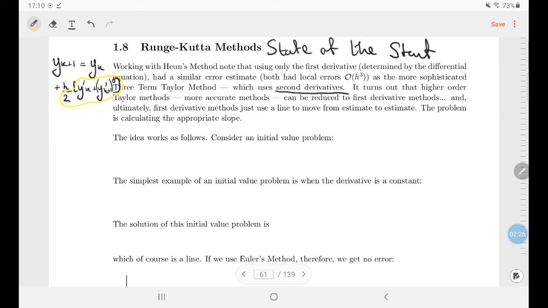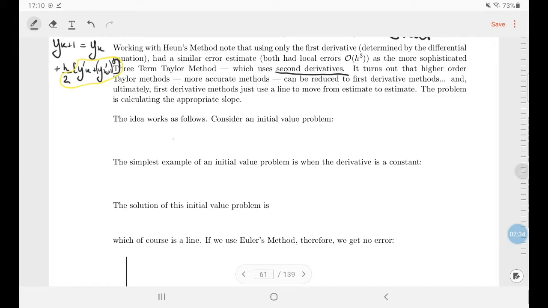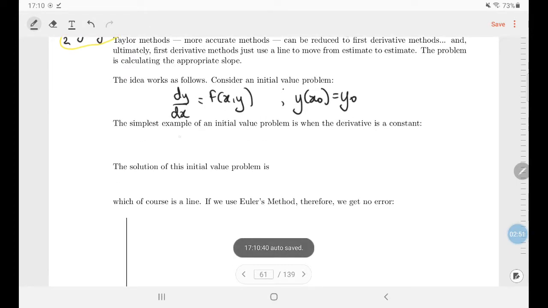Okay, so let's kind of talk through this idea. So consider the initial value problem. So that's the derivative given in terms of x and y. And we have some initial condition, y of x0 is equal to y0. So the simplest example of this is when the derivative is a constant.